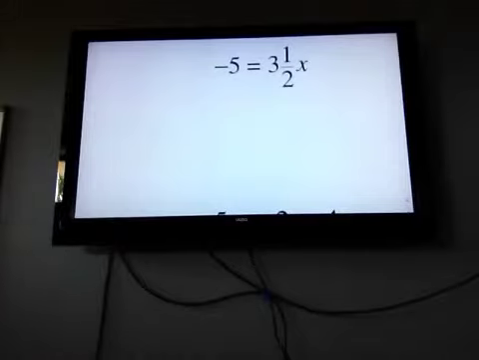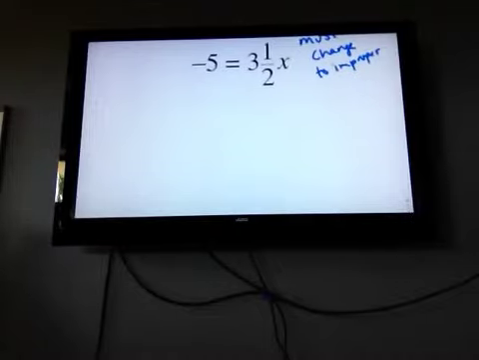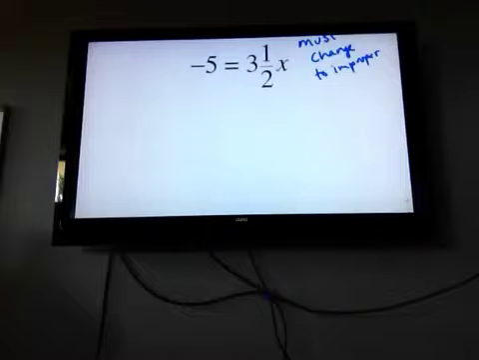If you have a question that has a mixed number, so remember a mixed number means an integer and a fraction part together, 3.5. You have to change this. Must change to improper. It won't work if you don't. You have to do it. So that's going to be negative 5 equals, and this becomes 3 times 2 is 6, plus 1 is 7, so it becomes 7 halves x.